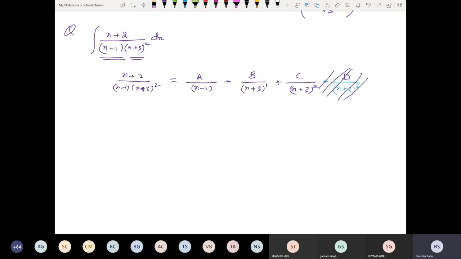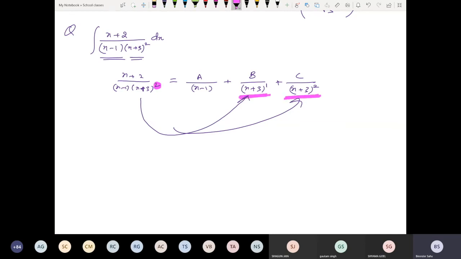Is there any doubt to anyone? If there is any doubt, see, this can be done like this. It is repeated two times, so there are two such terms. One term is having power 1, the other term is having power 2.